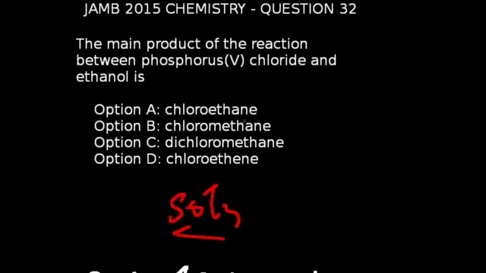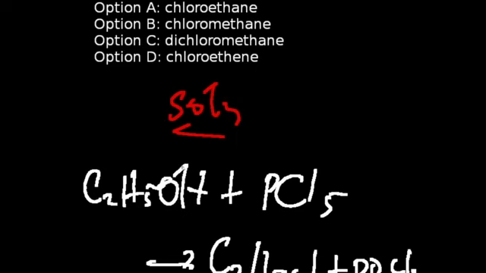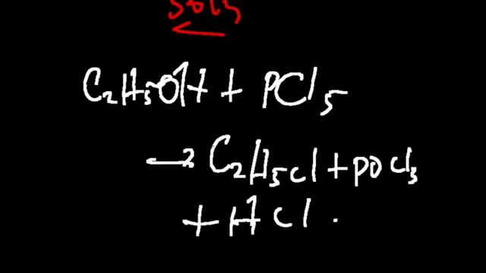Question number 32 of the JAM 2015 chemistry. The main product of the reaction between phosphorus pentachloride and ethanol is. Trying to solve this problem, the first thing I want us to do is to write down the equation of reaction. That will be ethanol reacting with phosphorus pentachloride.